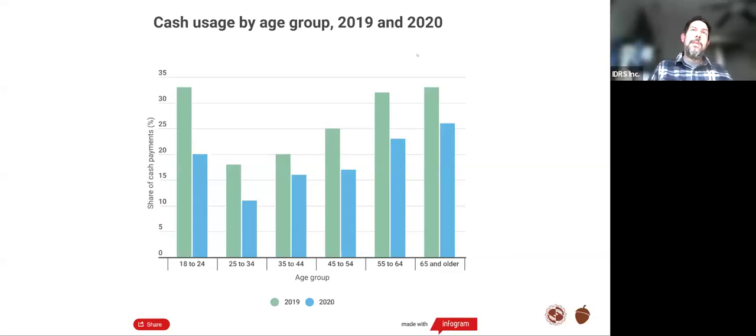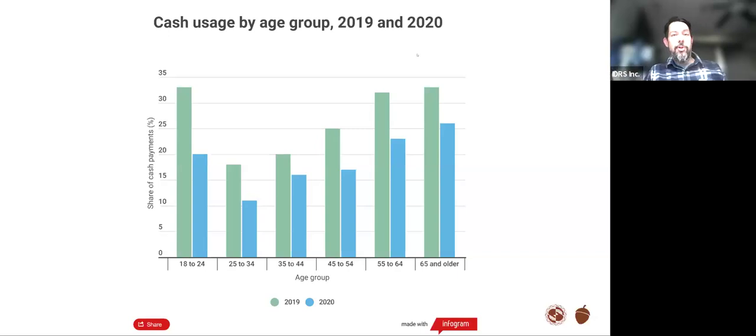So we may even be seeing a little bit of a return to cash, but once people start using non-contact payment methods, that could be digital wallets, or a credit card with just a tap to pay, people don't want to move back to using cash.